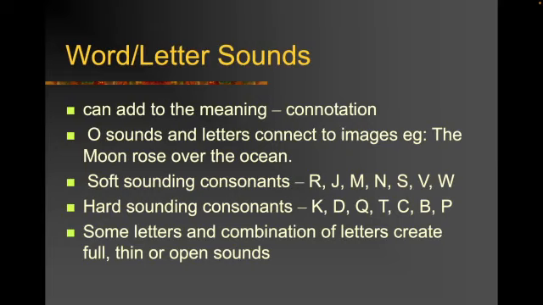Now the soft sounding consonants like R, J, M, N, S, V, and W will do very similarly with the vowels, where they will make these softer connotations, as opposed to hard-sounding consonants, especially at word endings, such as K, D, Q, T, C, B, P. They're going to give a hard sound, and therefore their connotation is going to be more harsh. And then some letters and combinations of letters create full, thin, or even open sounds.